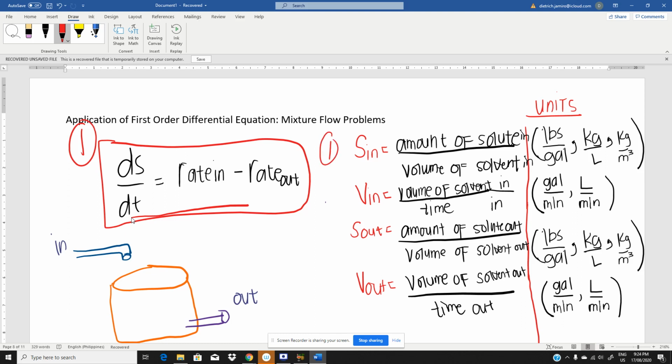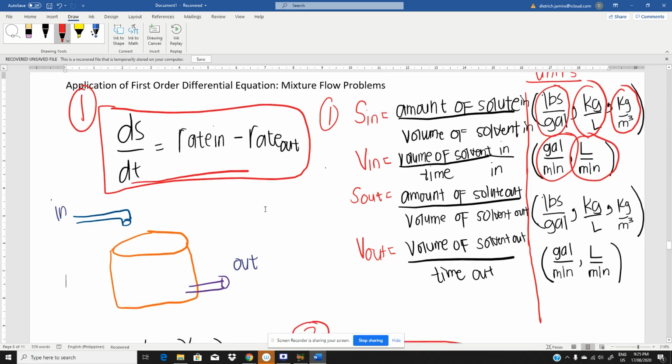So the units of this are the following. Some example units include pounds per gallon, kilograms per liter, and kilograms per cubic meter. And the next one is V in. So V in is equivalent to volume of solvent in over time in. Examples of units are gallons per minute and liters per minute.